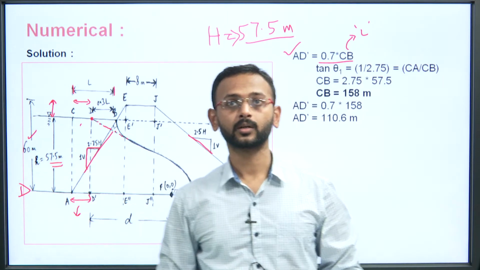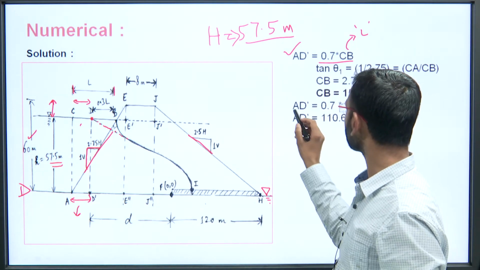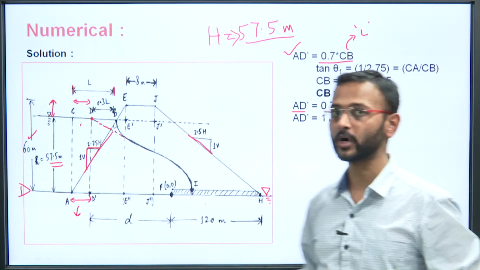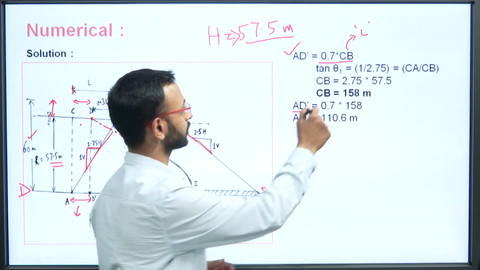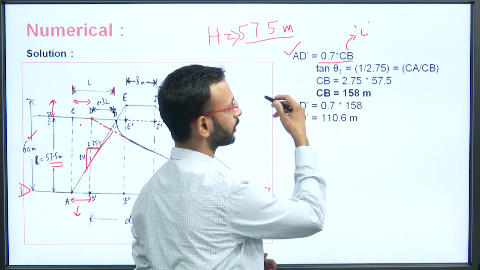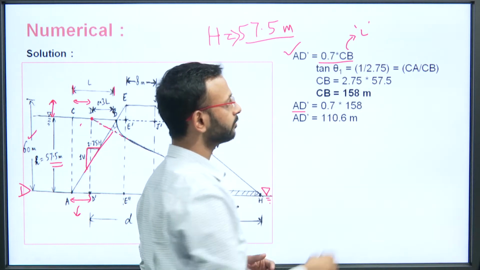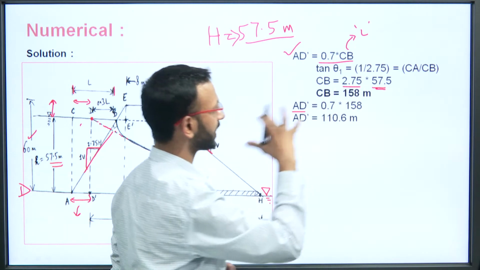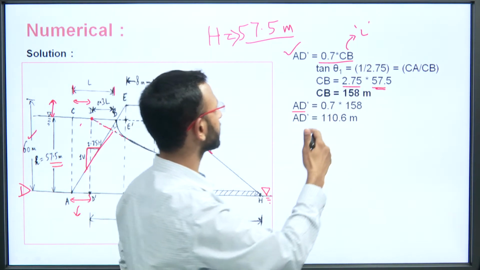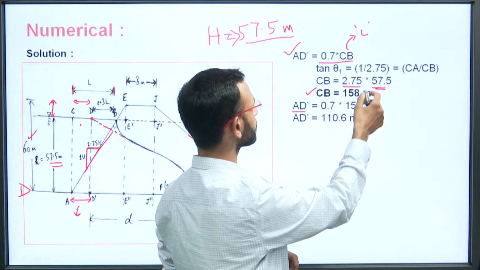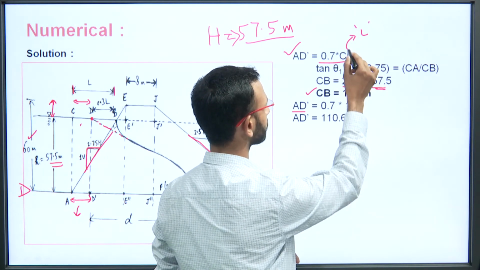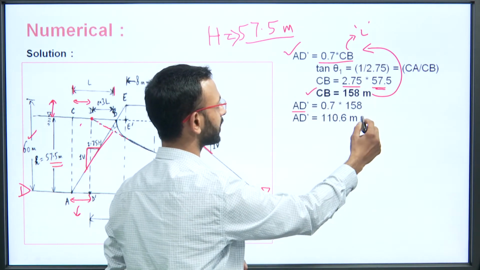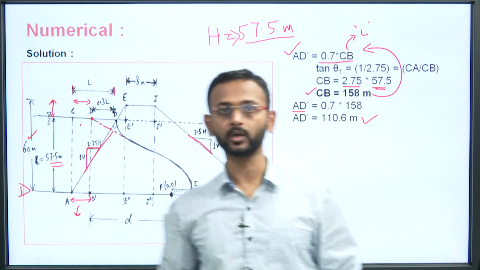Now, understand that with tan theta 1 we will be finding out what AD dash is, that is, this length here. That is equal to 0.7 times CB. Tan theta 1 is equal to 1 upon 2.75, that you know by the slope, that is equal to CA upon CB. Now, CB is 2.75 times the height of the triangle that we considered there, so CB comes out to be 158 meters, and this length CB will be taken into account here. So, AD dash comes out to be 110.6 meters, that we will be looking at later.